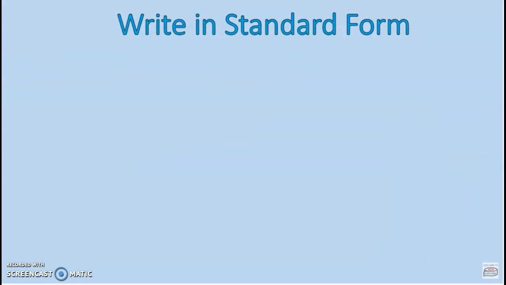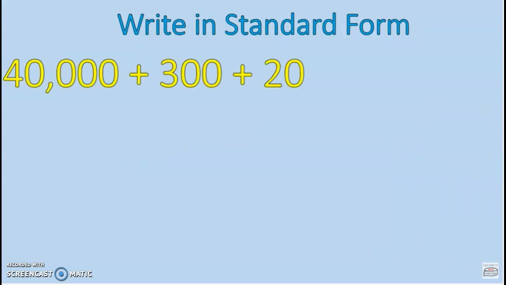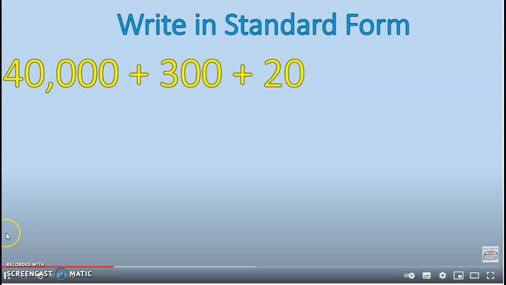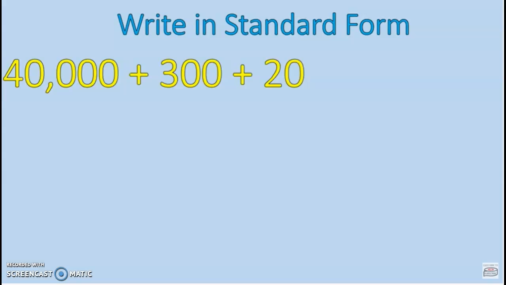Now it's time for you to practice. I want you to write this number in standard form: 40,000 plus 300 plus 20. Pause the recording and try that out.